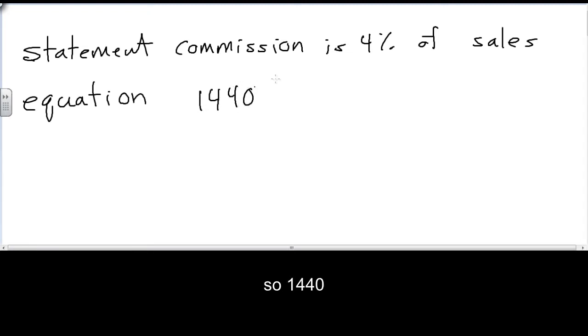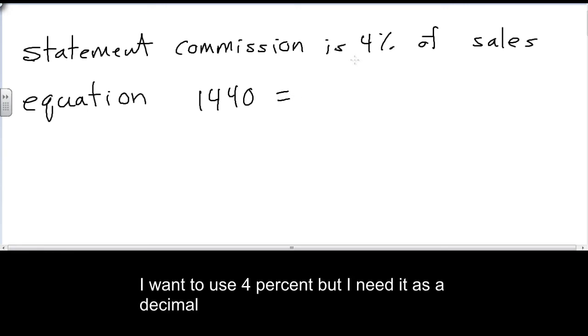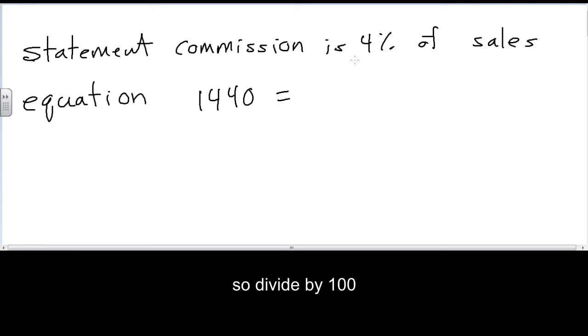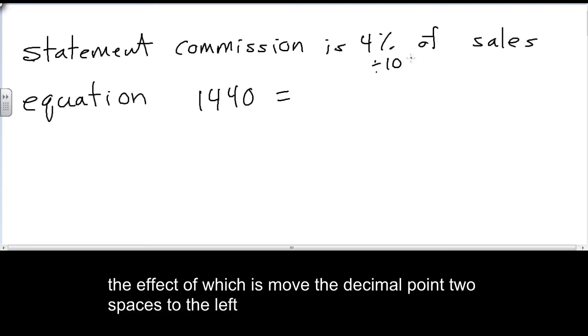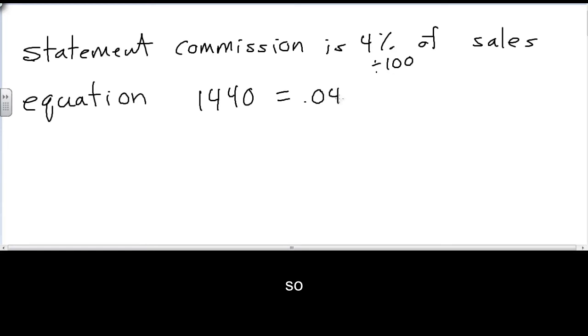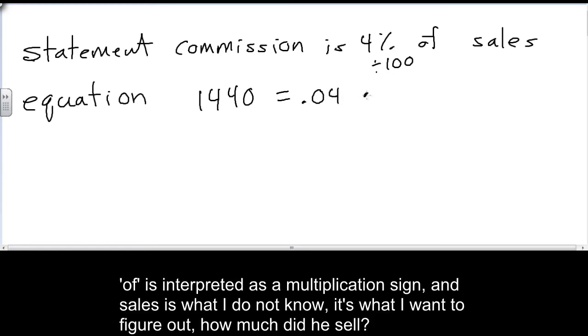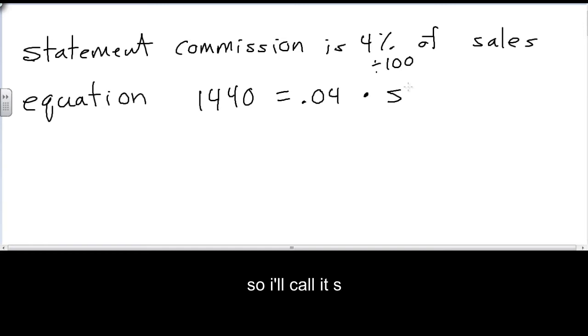So 1440 is interpreted as an equal sign. I want to use 4%, but I need it as a decimal. So divide by 100, the effect of which is move the decimal point 2 spaces to the left. So I have 0.04. Of is interpreted as a multiplication sign, and sales is what I do not know. It's what I want to figure out. How much did he sell? So I'll call it S.